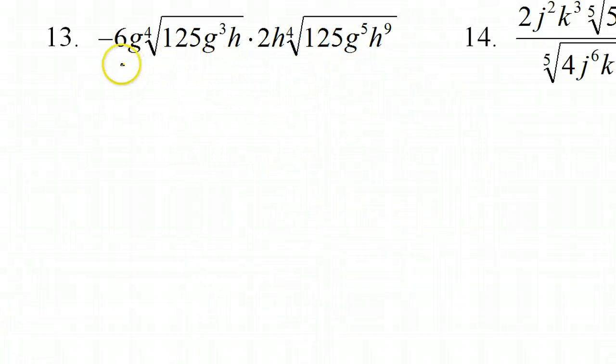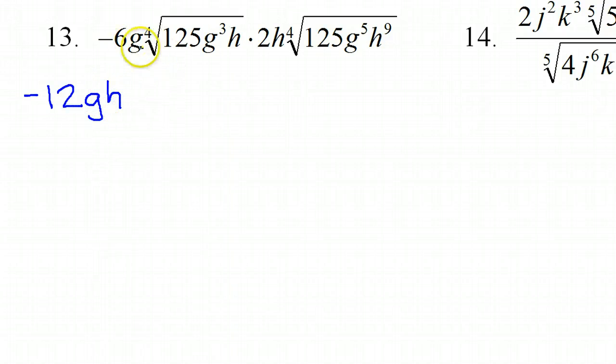Okay, get ready. We've got this negative 6 and this 2. Let's go ahead and multiply that together. That's going to give us negative 12. Okay, let's see. I see G and I see H. So that's just GH.